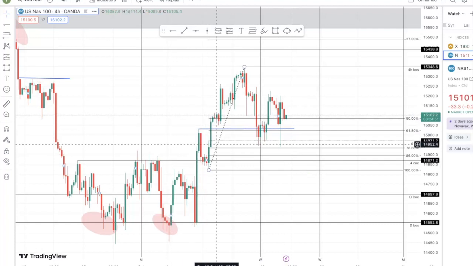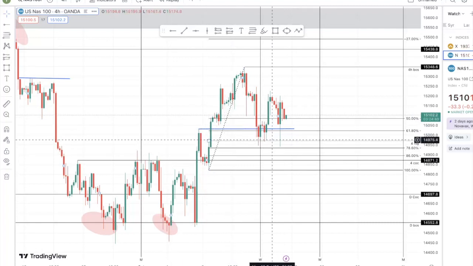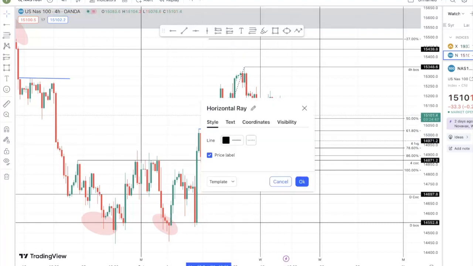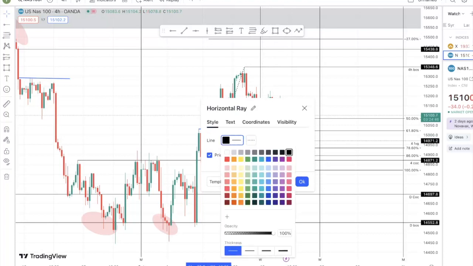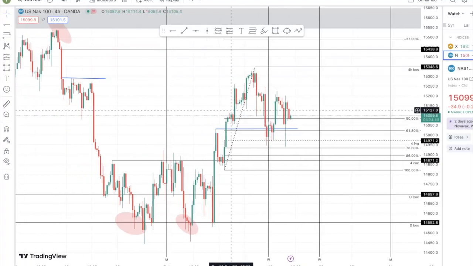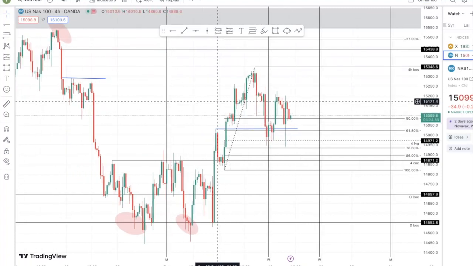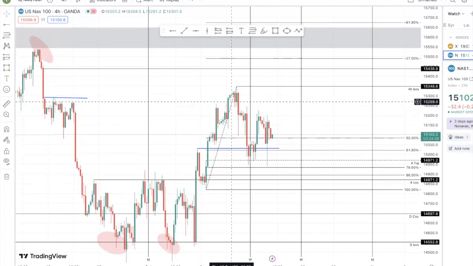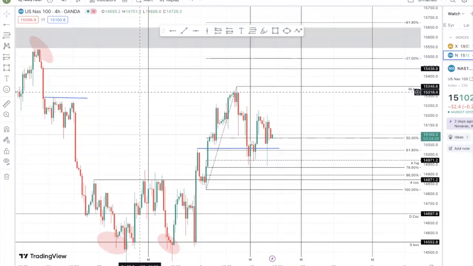Most of our rejections are on this 61.8, as well as we have our rejection on this fair value gap. Right, we have our reaction on this fair value gap. Let's make this a little bigger. Okay, right. So now, right, we have that mapped out, 4 hour breaker structure.